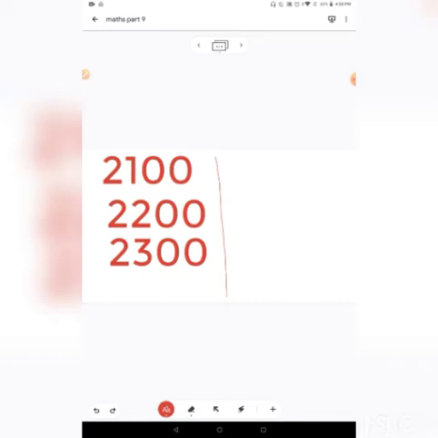So now you know the place values, right? This is ones place, this is tens place, this is hundreds place, and this is thousands place. If you look at these numbers, the ones place is the same, 0. The tens place is also the same, 0. The hundreds place is different, and the thousands place is the same. So we have found that the hundreds place is different and everything else is the same.